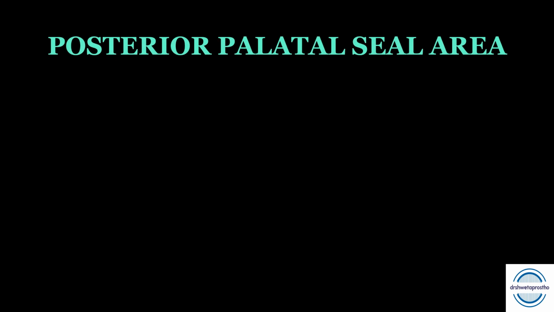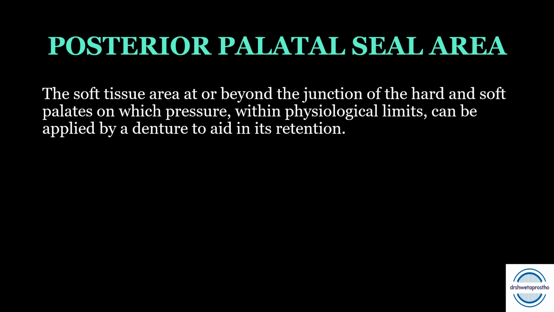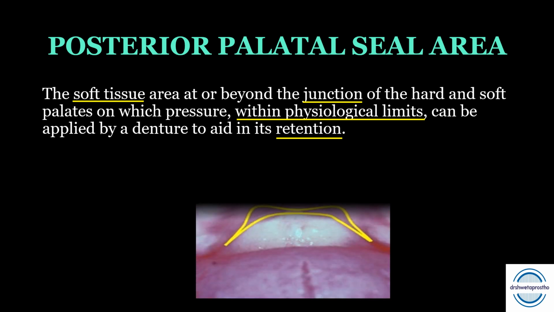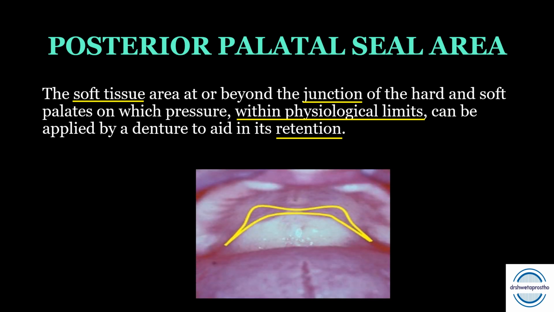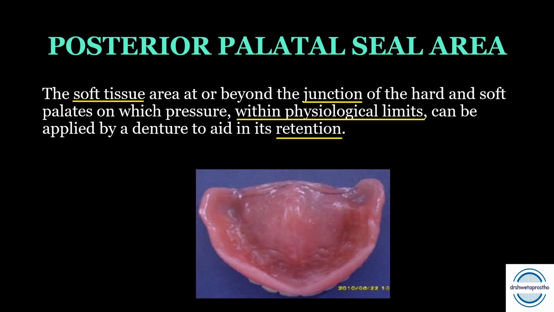Posterior palatal seal area. If we talk about its definition, the posterior palatal seal area is the soft tissue area at or beyond the junction of the hard and the soft palates, on which pressure within the physiologic limits can be applied by a denture to aid in retention. So the first part of the definition is its location, that is at or beyond the junction of hard and soft palate. Second is its function, on which pressure can be applied, and third is its purpose, to aid in retention. So the denture border should rest on this area, on the soft and resilient tissue, because it can move along with the denture during function, and thus it prevents the loss of the peripheral seal.